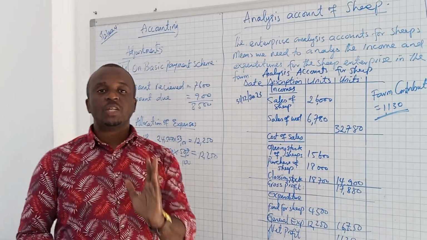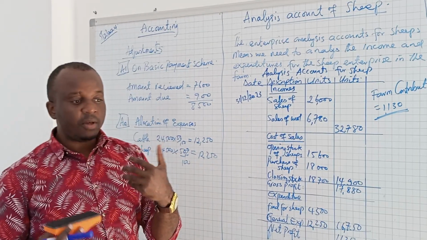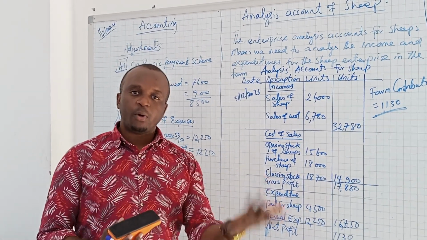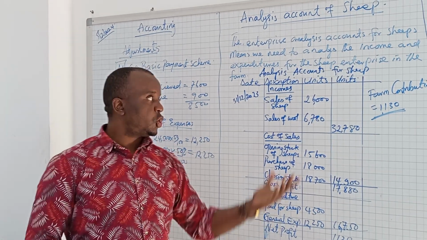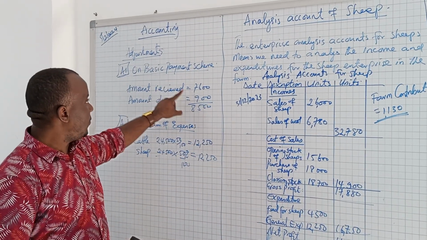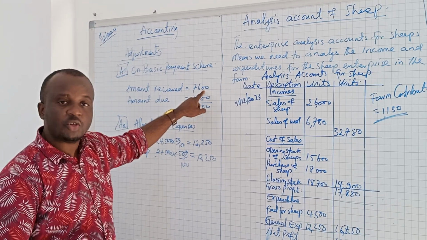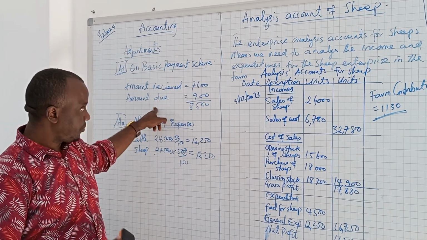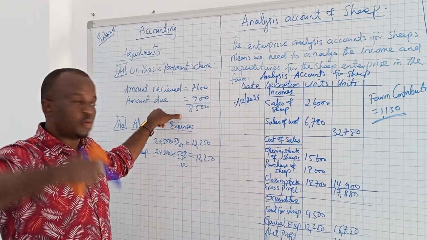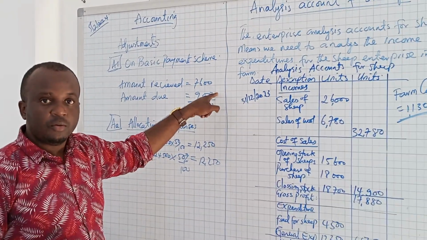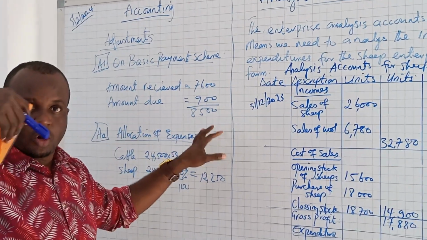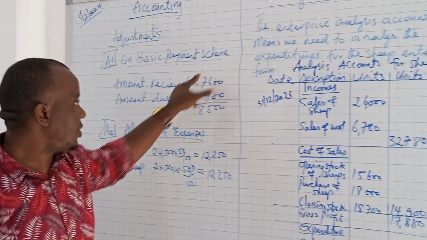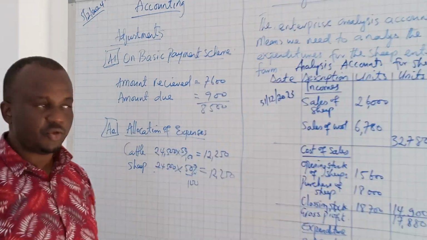Of course, we said the basic payment scheme is a system of subsidies in Europe where the government supports farm owners. So it shows that this farm already received 7,600 as government subsidies on the basic payment scheme, and the government still needs to add 900. When you see due, it means it still needs to come. So we need to put it together to know the total value of the basic payment scheme, which gives us 8,500.